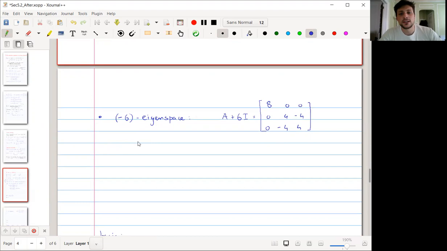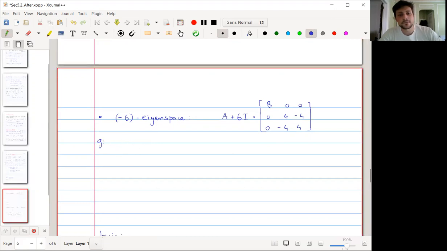Again, we want to understand the null space of A plus 6i, and maybe the first thing that one could do, if you use this alternative method, is try to compute the rank. This is the nullity of A plus 6i, which is 3 minus its rank.